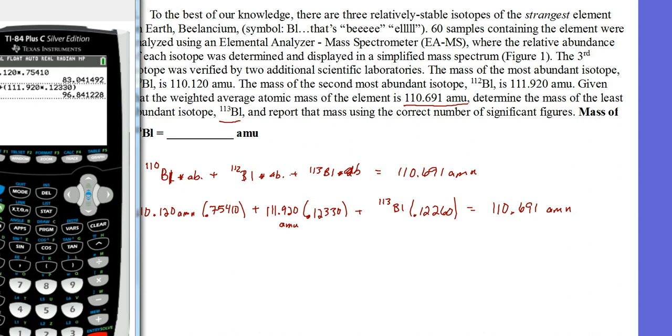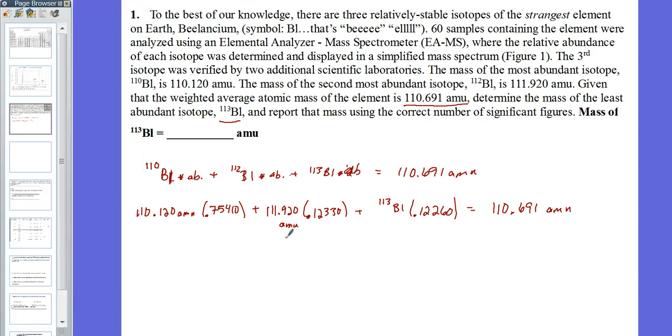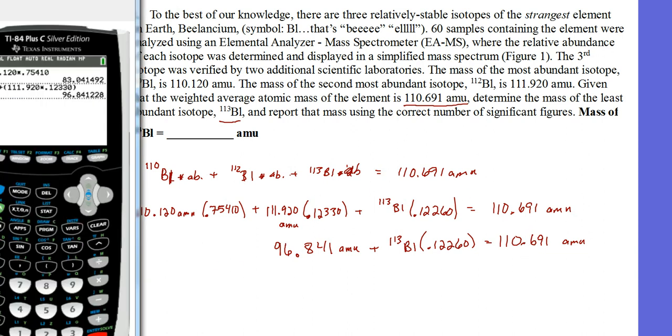So this part simplifies to 5 sig figs at 96.841 AMU, plus the Bl-113. I don't know its mass, but I do know the abundance from the graph, and it has to add up to equal that. Now I'm very close. I need to move this over, so I'm going to subtract it from both sides.